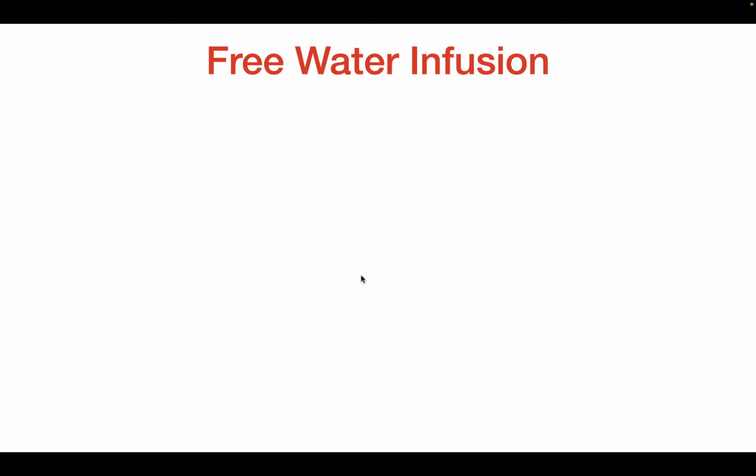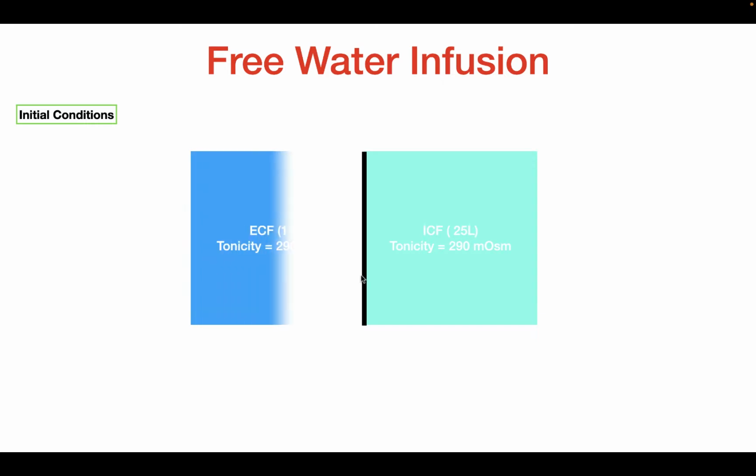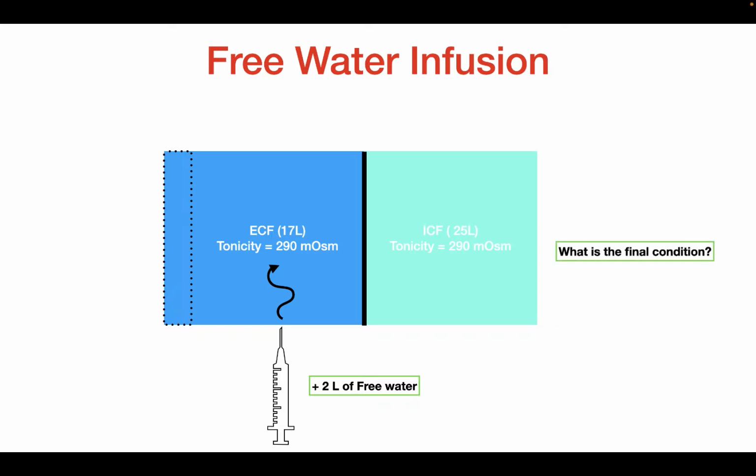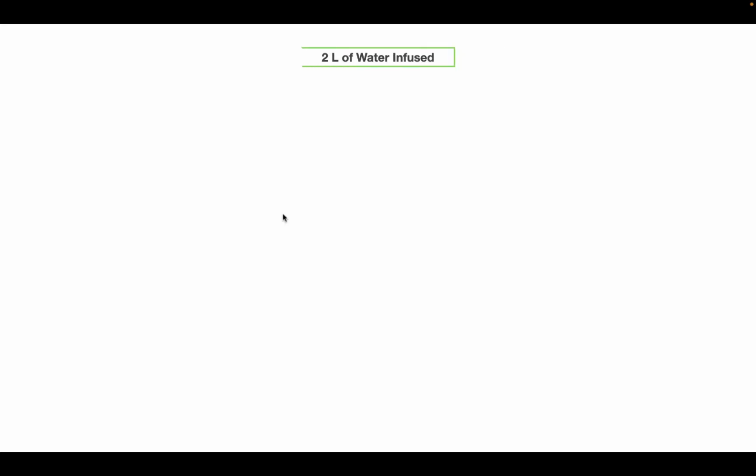So in order to understand the effects of this solution, we're going to do a similar experiment. In this, we have the 2 compartments once again, where we start off with 25 liters in the ICF and 17 liters in the ECF, and both are 290 milliosmoles. In this experiment, we're going to inject around 2 liters of free water into the ECF. So what's going to happen? Well, in order to understand what's going to happen, we have to do a little bit of math. First of all, consider how many liters of water were infused into the ECF. We had 2 liters of water infused into the ECF.